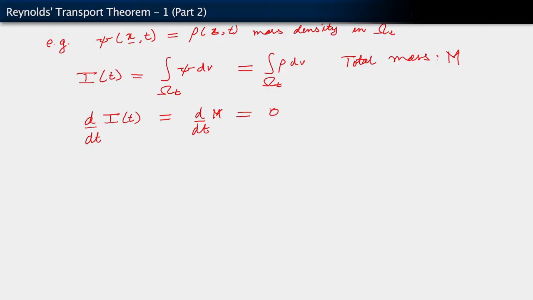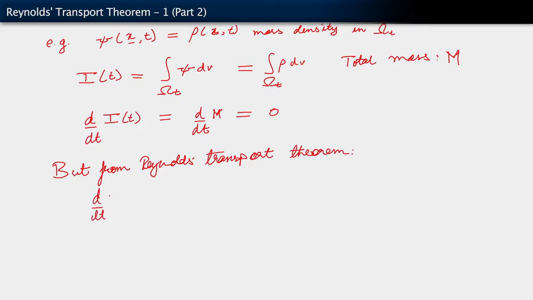But now, if we apply our result from Reynolds transport theorem, what we see is that d dt of M is now an integral over omega t of this partial time derivative plus the divergence of rho v.